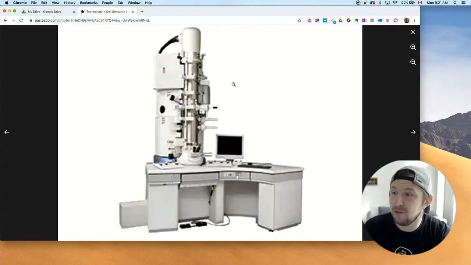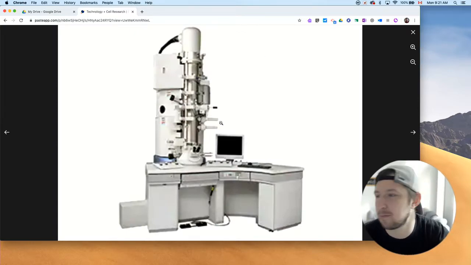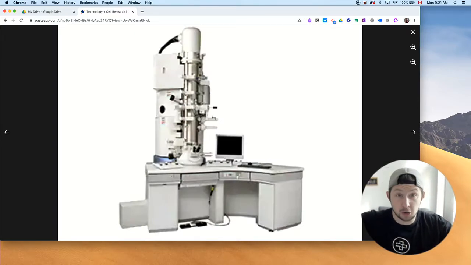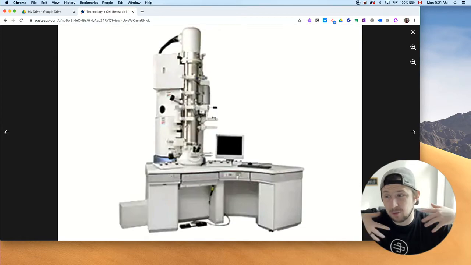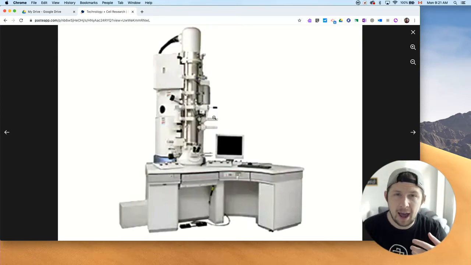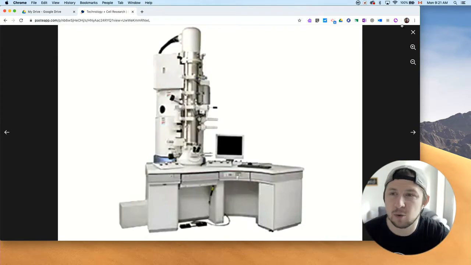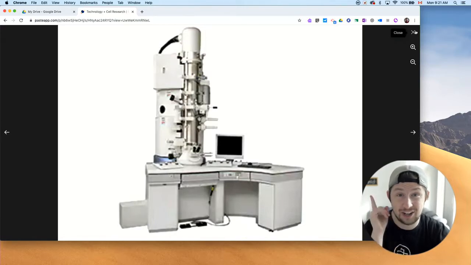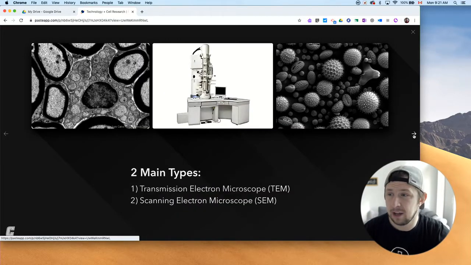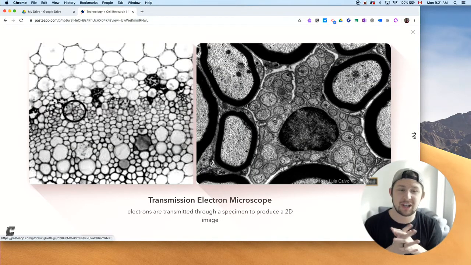Now, both of them look similar to this. This is a pretty generalized picture, but they're large on top of a big desk with a computer beside. And while we're not going to talk about how they each work, we're going to talk about the image that these each produce. And so let's start with the transmission electron microscope.